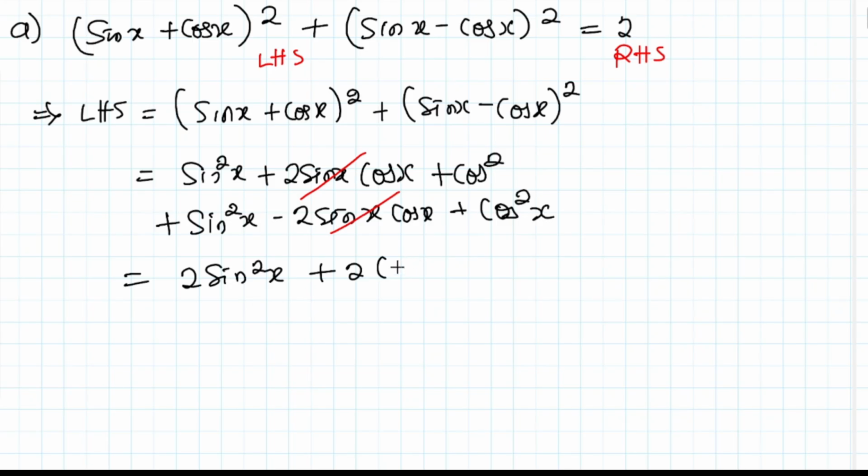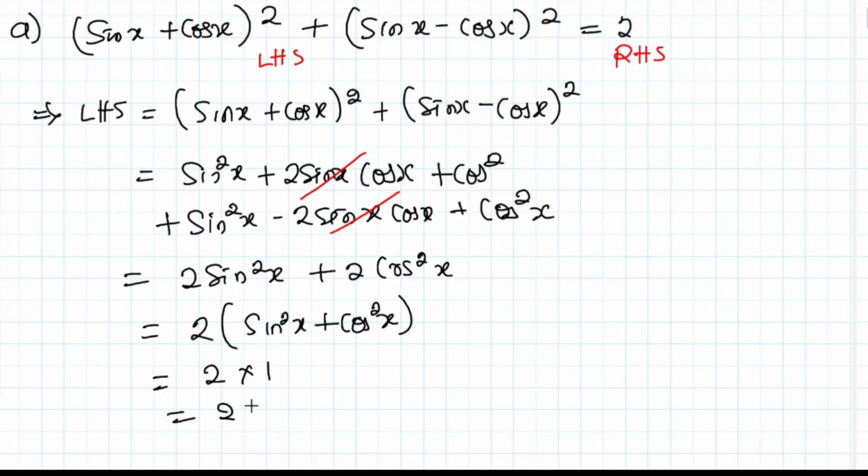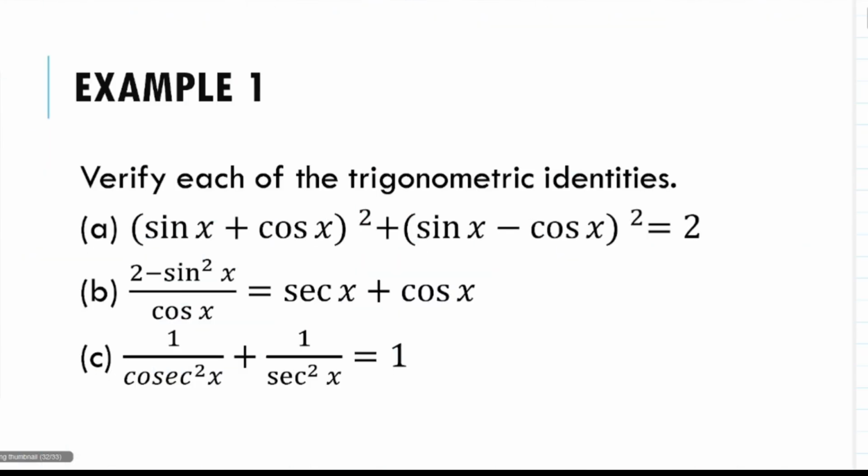So if we factor out 2, we have 2 times (sin squared x plus cos squared x). You know that this is the Pythagorean identity, which equals 1, so that will be 2 times 1, which equals 2, which equals the right hand side. So we have proved this. This is how to prove: start from the complicated side to the simple side.